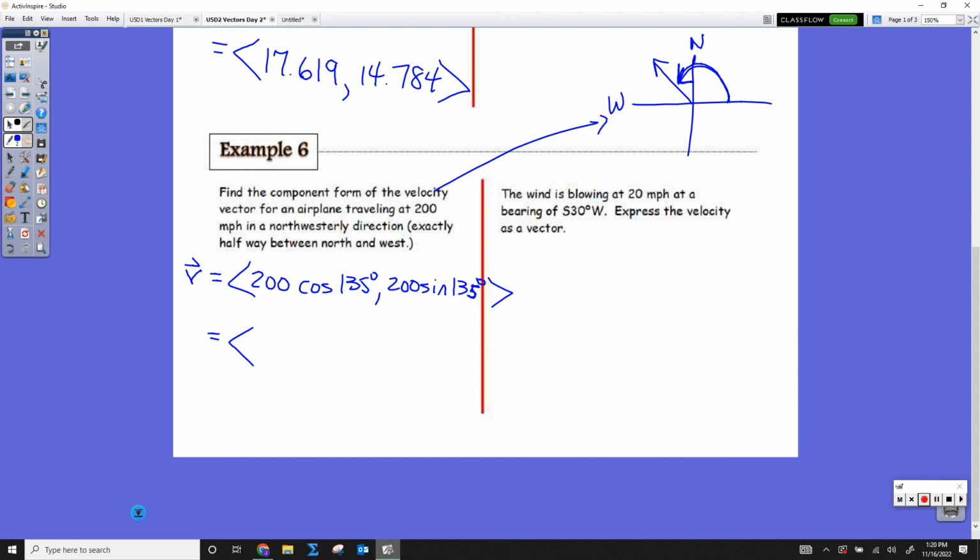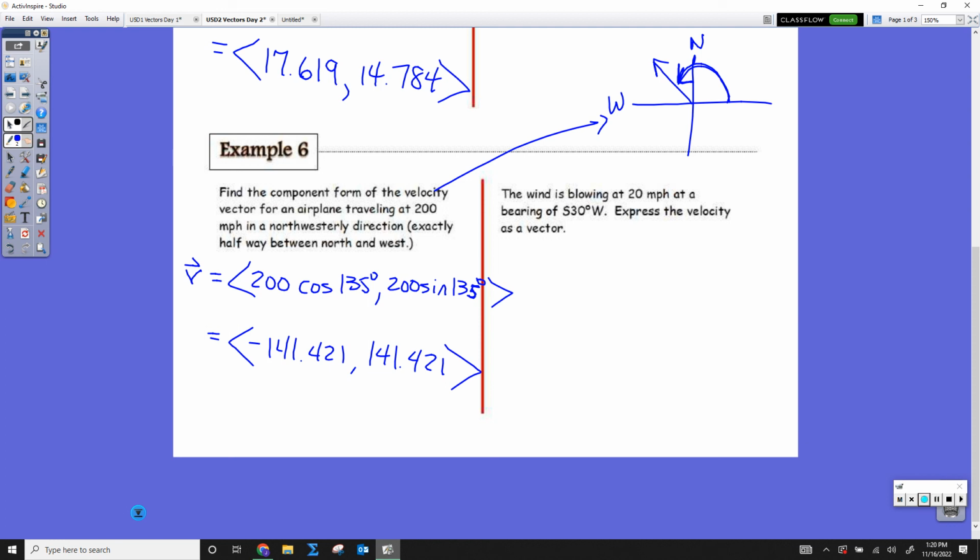Yeah, you're right. All right, what did y'all get for this one right here? Negative 141.42 and positive 141.42. Is that what we got? Yeah. So negative 141.42 and positive 141.42. No, they're not always the same. You guys have already seen that.